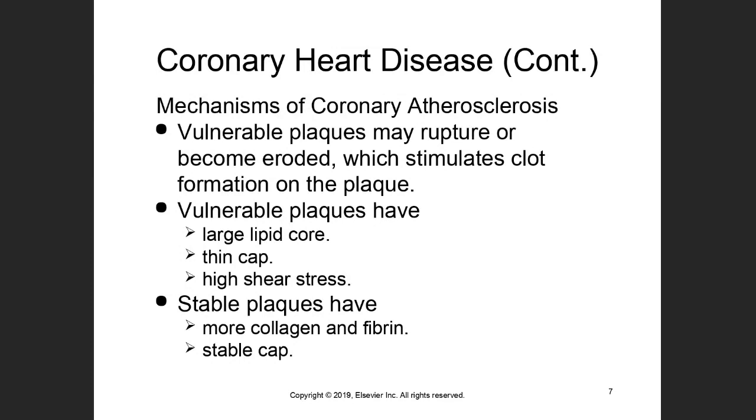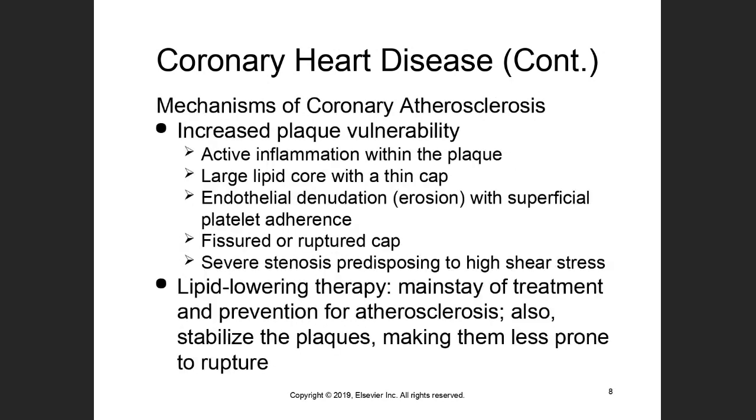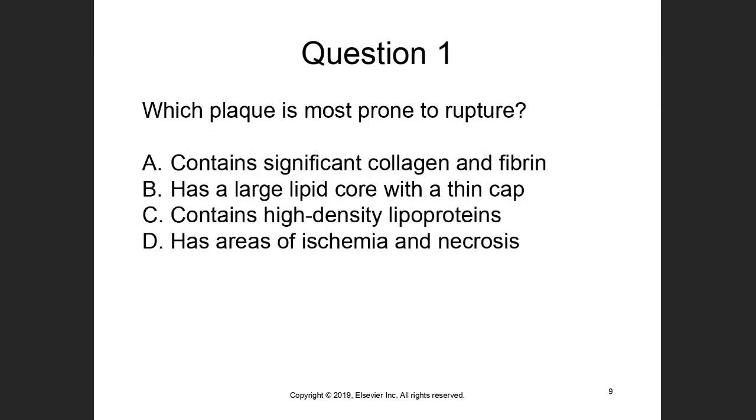There's not only angina pectoris, but if you have a problem in the heart, it is angina pectoris, and then the myocardial infarction. Okay, you have to know these: a vulnerable plaque has a large lipid core and a thin top. That's extremely important. High shearing stress. A stable plaque has more collagen and fibrin, a stable cap. Mechanism of coronary disease: increased plaque vulnerability. So this is the same. The plaque ruptures and is released.